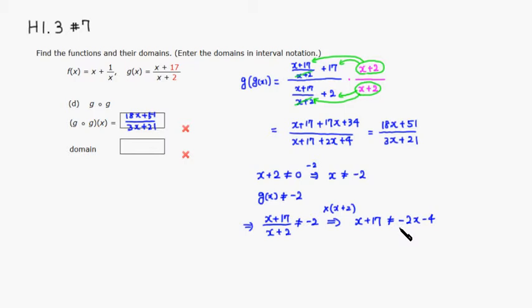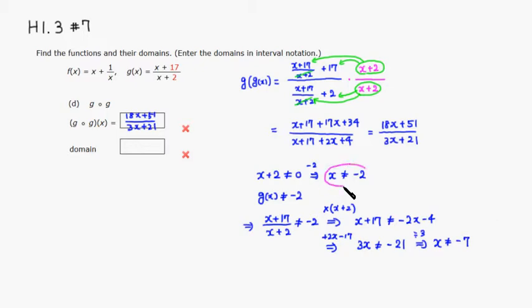Then I'm going to add 2x to both sides and subtract 17. So add 2x, and you're going to have 3x. Subtract 17 and it's gone, and add 2x so that cancels out, and then you subtract 17 from negative 4, so it's negative 21. Then we can just divide through by 3 to get x cannot be equal to negative 7.